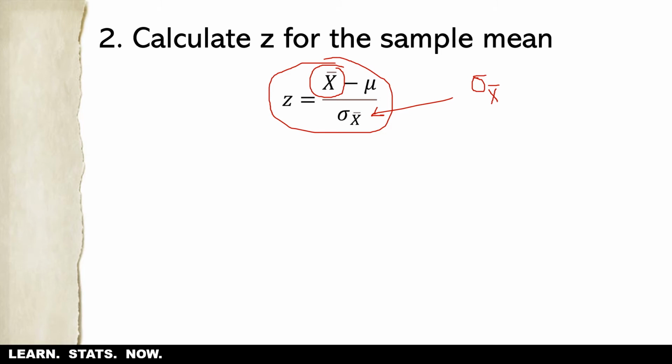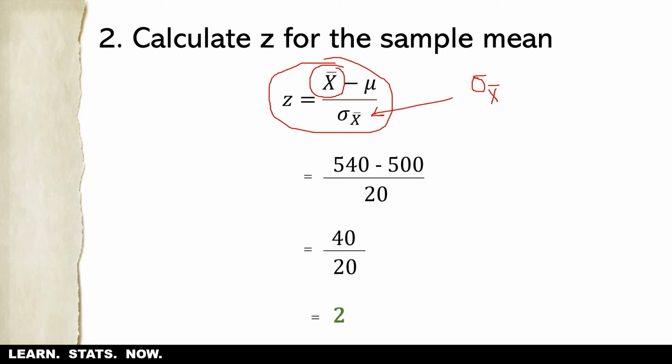So let's go ahead and plug in our numbers. And what we get now is 540, that was the sample mean, minus the population mean, which is 500, divided by 20. Okay, so when we work that out, that becomes 40 over 20, or positive 2. So what that means is that the sample mean for the group that we observed was 2 standard errors above the population mean. So these are folks who did pretty well on this test of science knowledge.